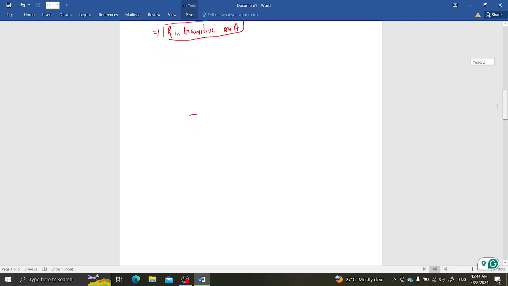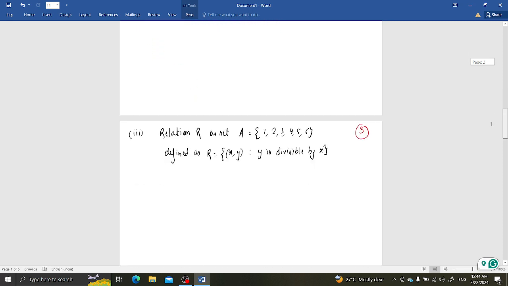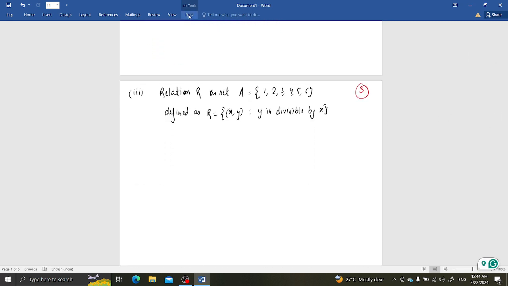Now next question, the third part. What does it say? Relation R on set A, 1 2 3 up to 6, and R is a relation defined on A, so obviously it has to be a subset of A cross A. Now they say y is divisible by x, that means the second element of this ordered pair is divisible by the first element.